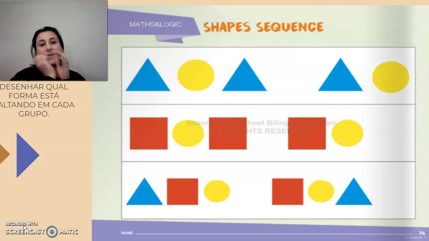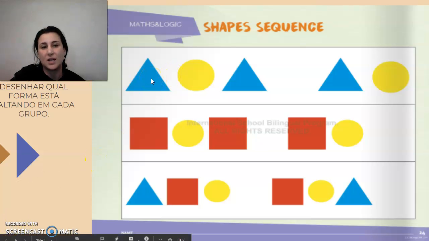Today our activity is super easy, okay? We have to think about the shapes and the sequence. Look at here.